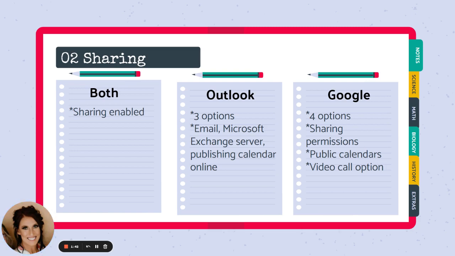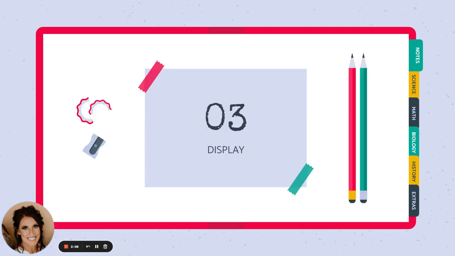With Google, you have 4 different sharing options, and then you also have what are called sharing permissions. So if you do share your calendar with somebody, you can give them full editing access, or you can allow them access to just view it or share it with other people as well. You can also publicize your calendar, and there's also a video call option.